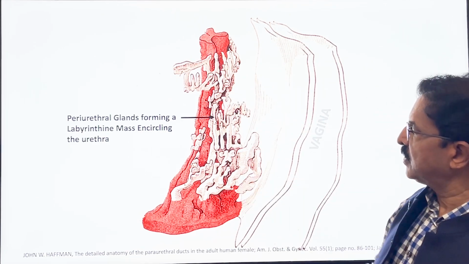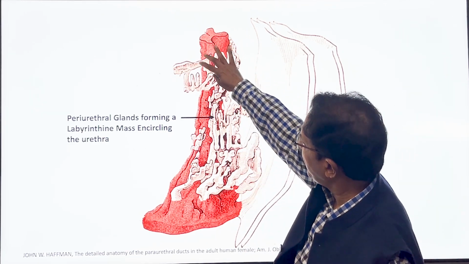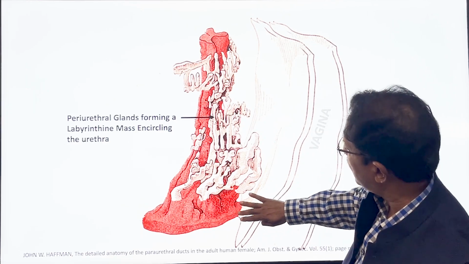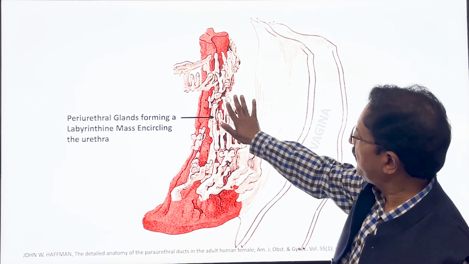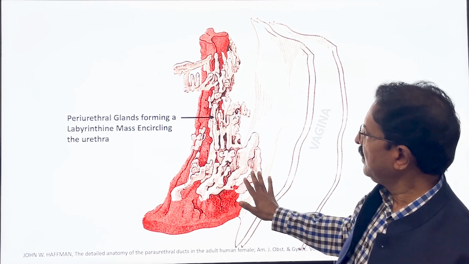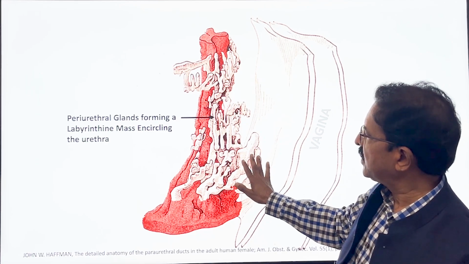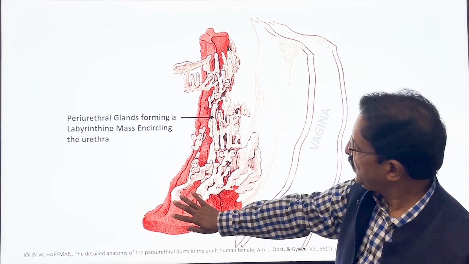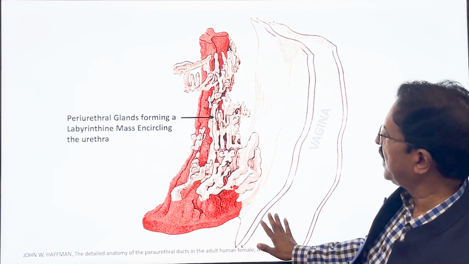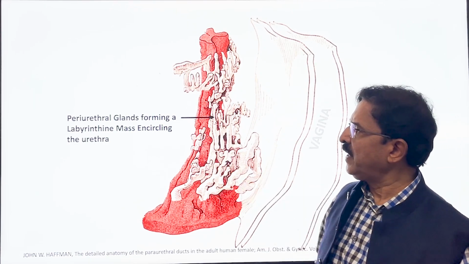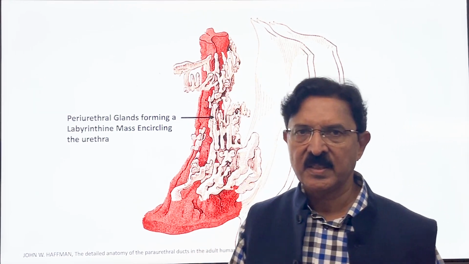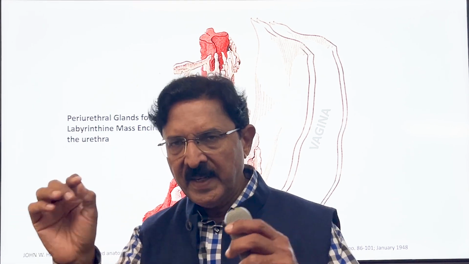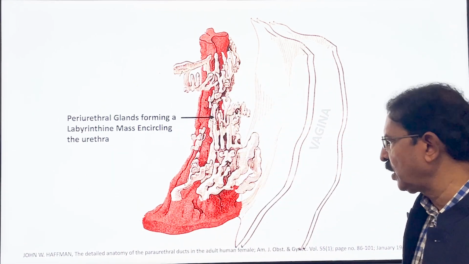They are wax models. So what you see here in orange is the urethral model, and what you see as a labyrinthine structure are the periurethral glands and their ducts, and this is the vagina here. So between the urethra and anterior vagina, the periurethral glands form a labyrinthine mass, and then there are many ducts coming out of it, opening in the urethral lumen.